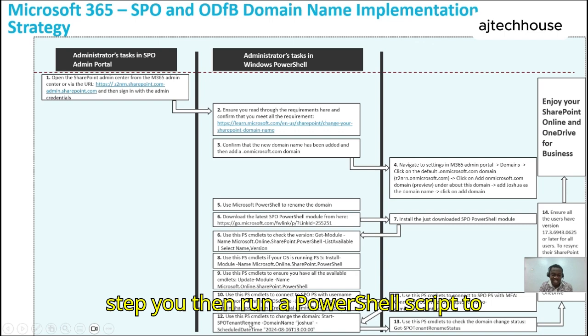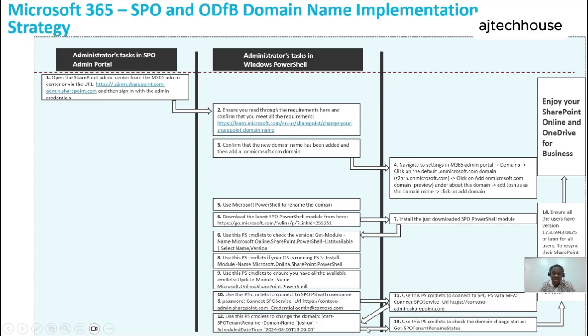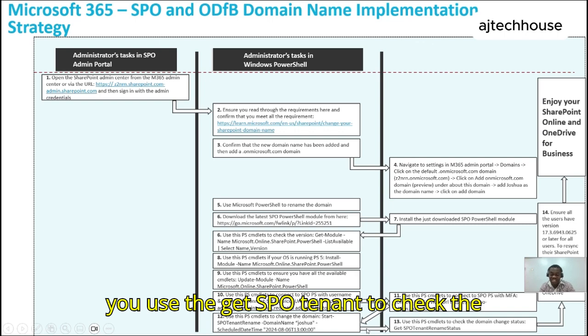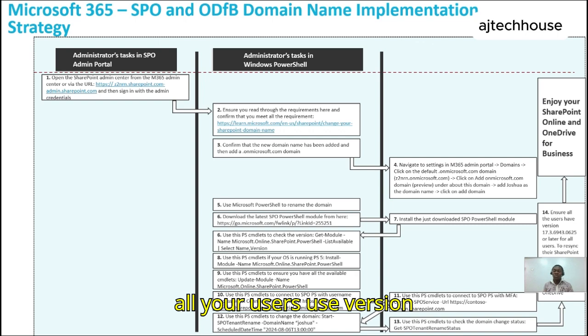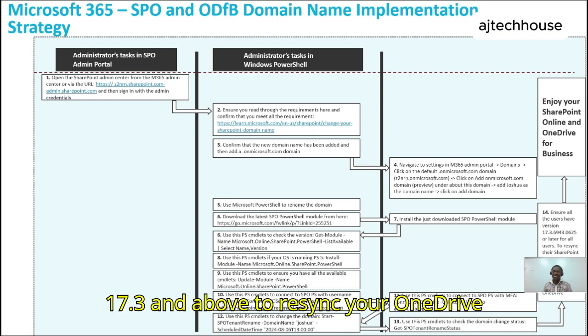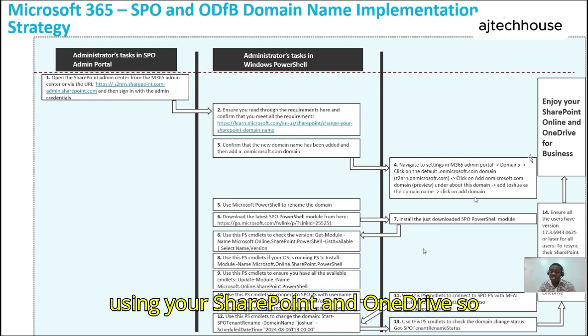The next step, you then run a PowerShell script to change the domain name, and then you use the get SPO tenant to check the status of the move, and then ensure that all your users use version 17.3 and above to resync your OneDrive and SharePoint, and afterwards you enjoy using your SharePoint and OneDrive.